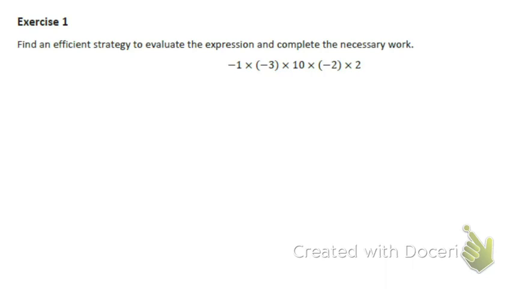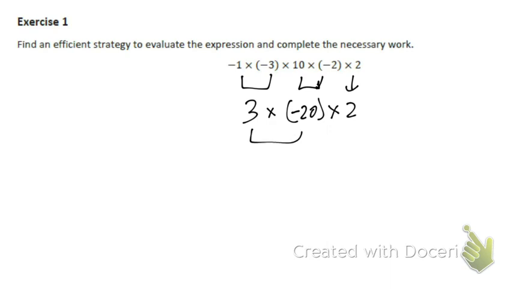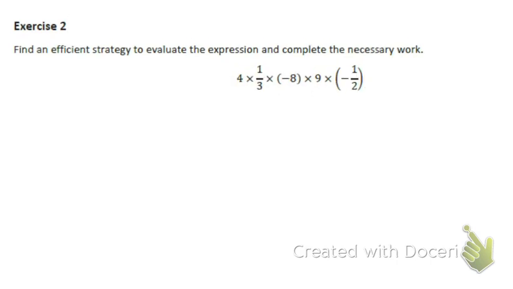All right, so here, let's go over a way to do this. If you did it differently, but still got the right answer, that's fine. So -1 times -3 is +3, right? Negative times negative is positive. I could do 10 times -2 is -20. Drop down that 2. I'm going to do 3 times -20. Negative times positive is negative. It's -60 times +2. Negative times positive is negative, so we get -120, all right? So you guys got that.